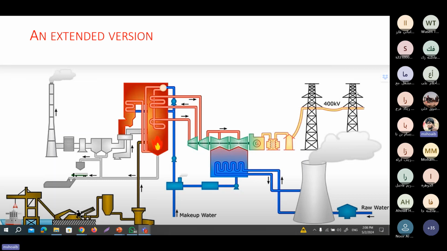Okay, so this is actually another version of the steam power plant, but there is no need to talk more details. You can see this is a ship which has brought the coal, and this coal is coming over here.